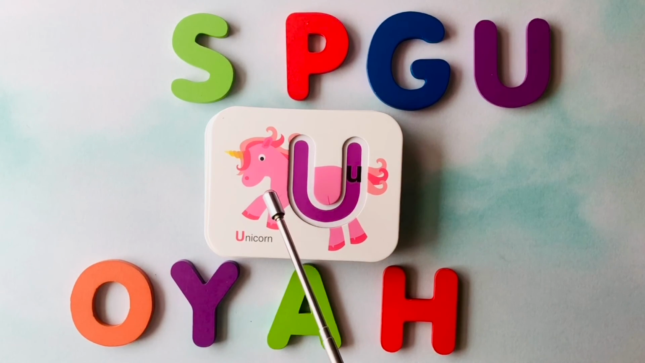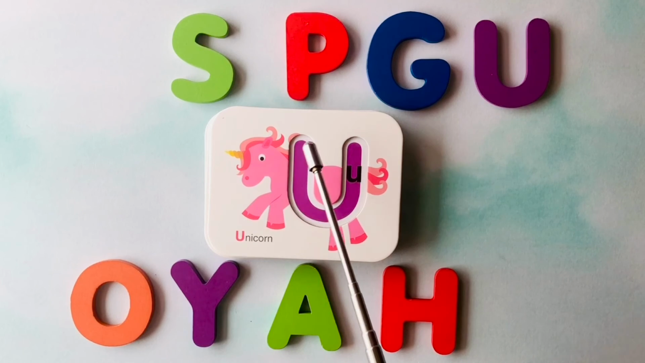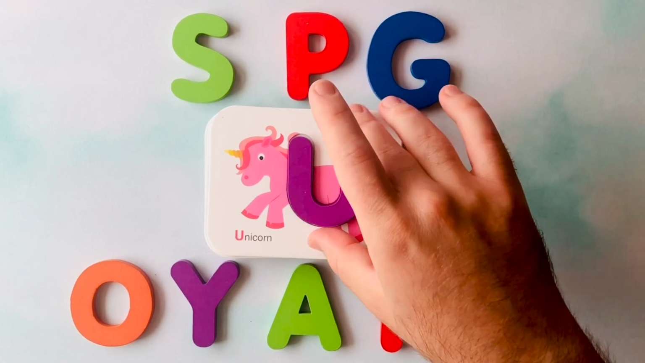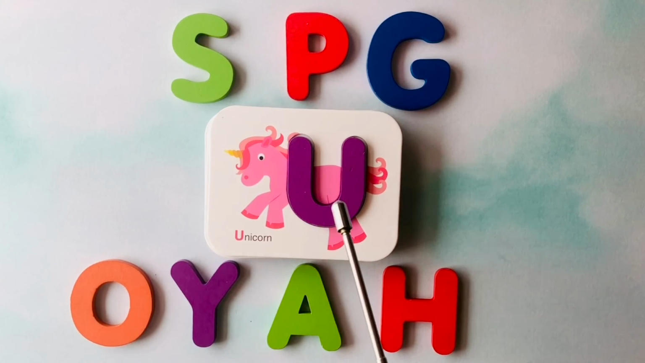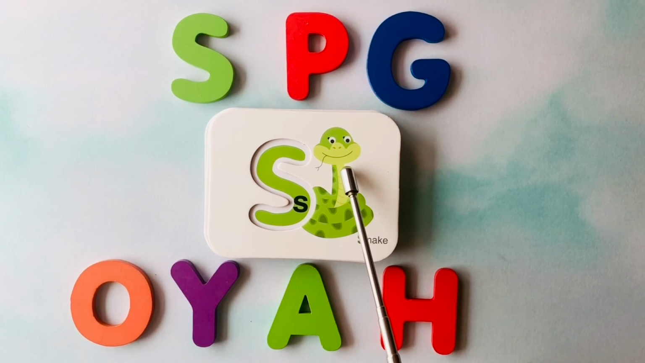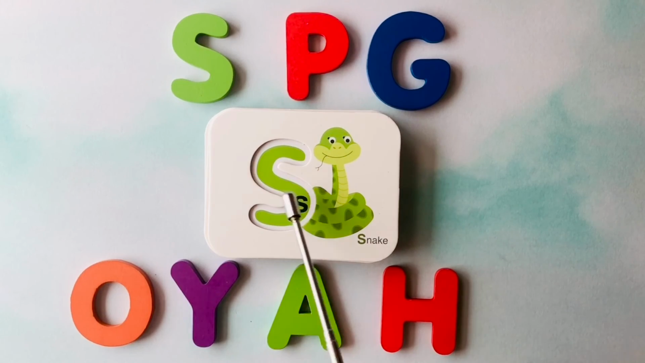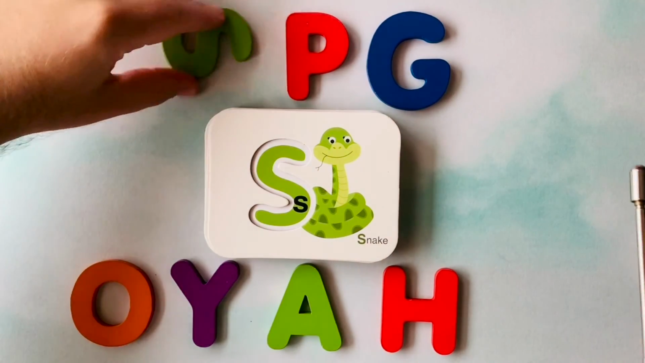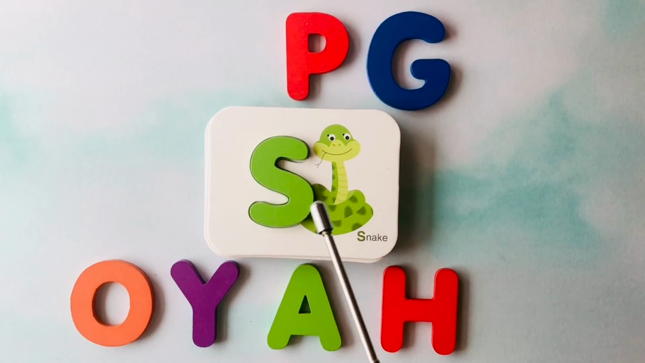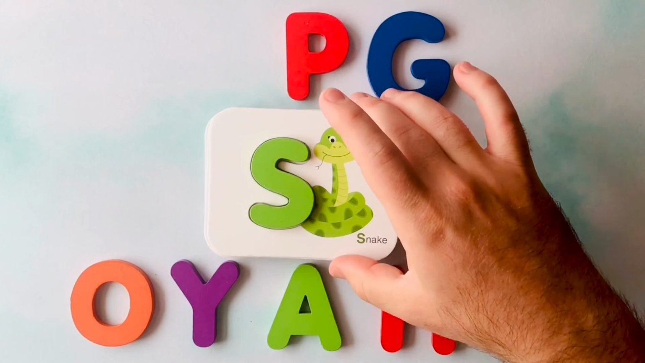This is a unicorn. Unicorn starts with the letter U. This is the letter U. U is for unicorn. This is a snake. Snake starts with the letter S. This is the letter S. S is for snake.